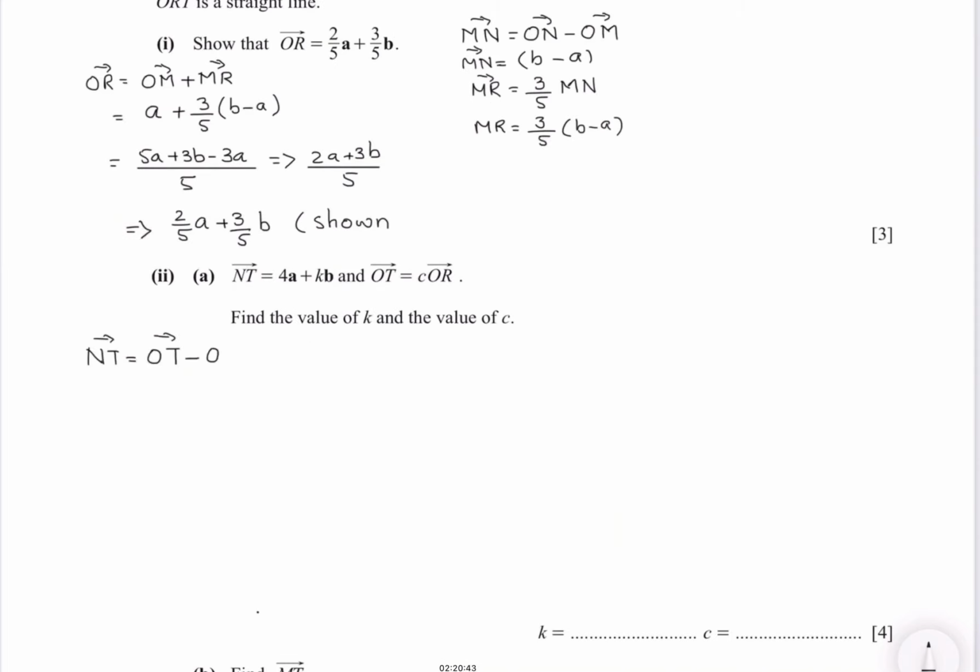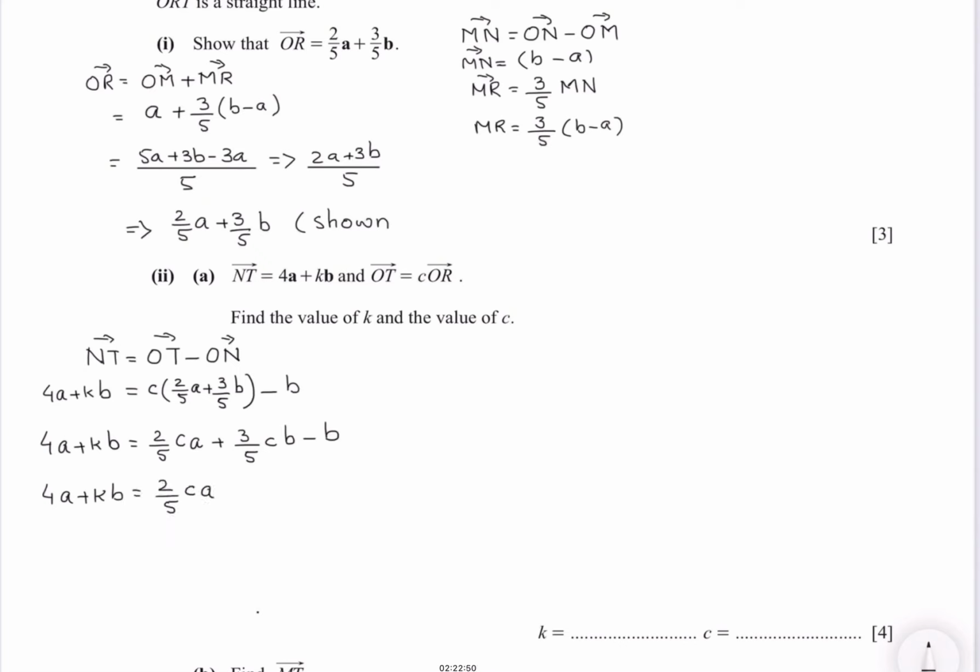Okay. So I'm going to write NT equals OT minus ON. NT is 4A plus K times B. OT is C times OR, which is C times 2 over 5 A plus 3 over 5 B. Minus ON is B. Now 4A plus K times B equals 2 over 5 CA, I'm multiplying C inside the bracket, plus 3 over 5 CB minus B. Now left side write it like that. On the right side collect the vector B. So take B as common. So 3 over 5 C minus 1.